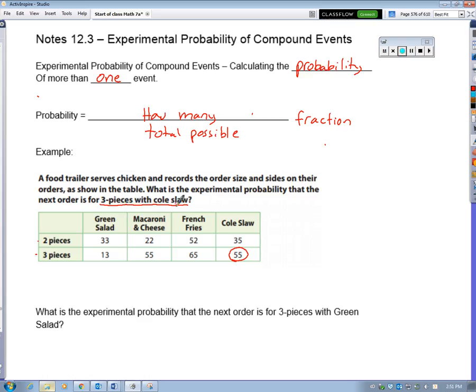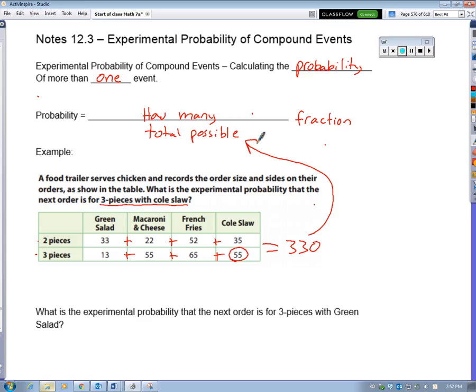Alright, so we already know how many. We got 55. Now we need to find the total possible. Here's all the orders that have taken place, so we need to add all of these orders together to get our total possible. If you add all these numbers, you have 8 numbers altogether, and your total comes out to 330. That is going to be our total possible that we're going to use for the fraction.